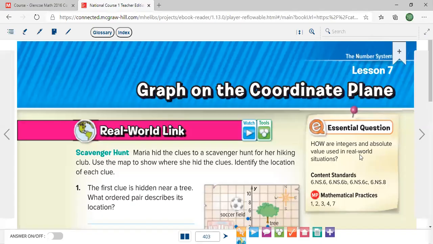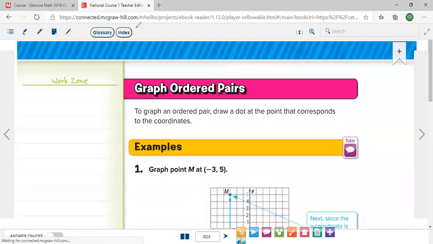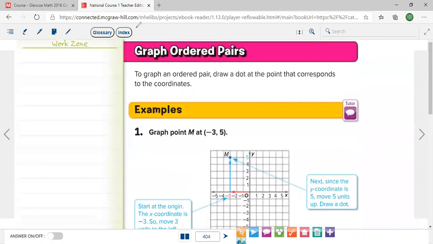In chapter 5, lesson number 7, page 403, graph on the coordinate plane. Of course, we all know that the coordinate plane means the x-axis and y-axis. And let's see how. To graph an ordered pair, of course, ordered pair, you know, is like x and y. This is the ordered pair, x and y.